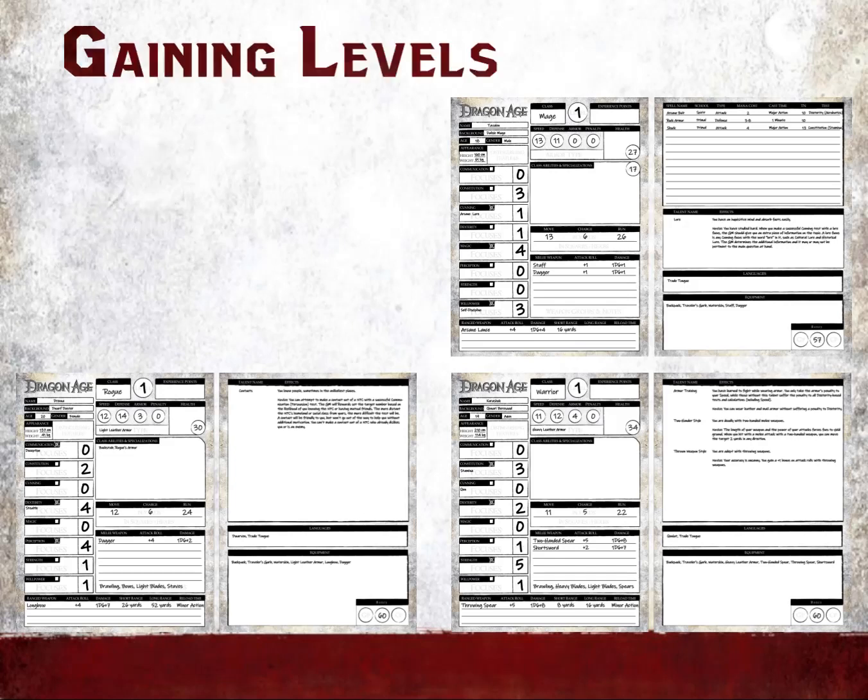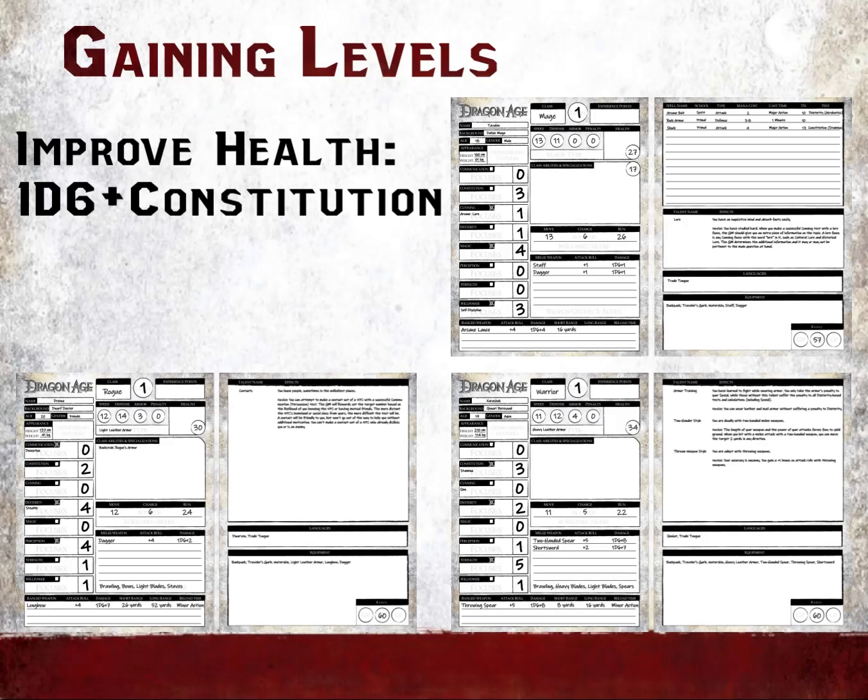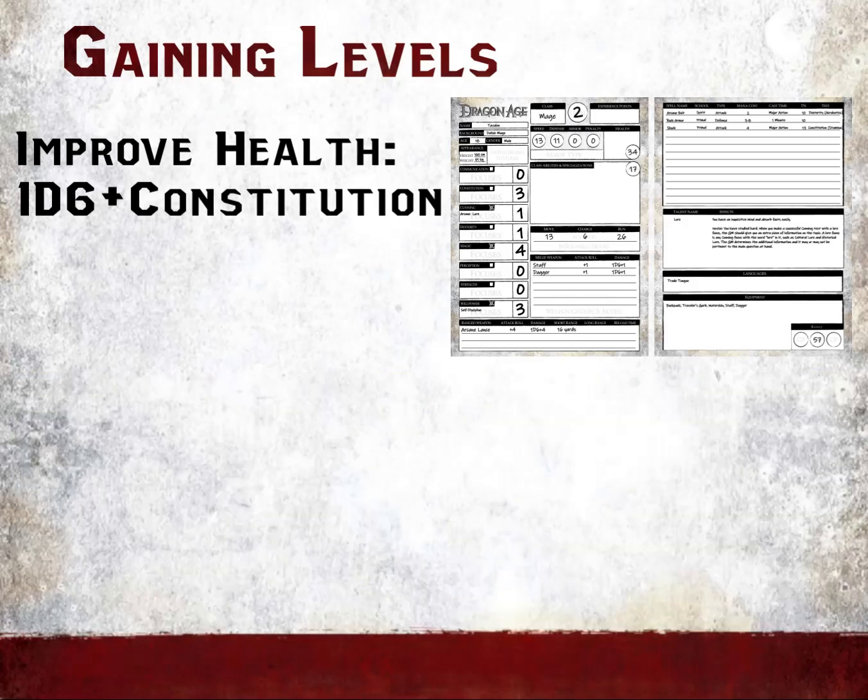After a couple of adventures, your characters will reach a point where they will level up. Every time characters gain levels, a couple of steps will need to be taken. For every character, roll 1d6 and add your constitution. The character increases their maximum health by this amount. So if we take our Dalish Mage as an example, he has a constitution of 3 and we roll a 4, so the maximum health increases from 27 to 34.